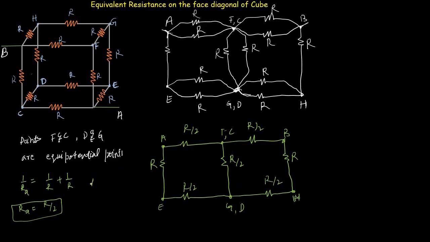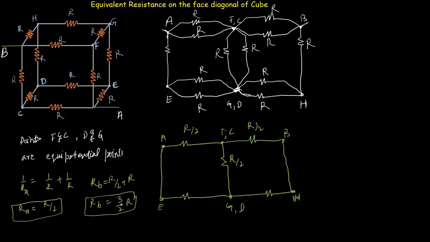So let's say RB is the equivalent resistance of these two resistors, which is equals to R divided by 2 plus R, which is equals to 3 divided by 2 into R. So the equivalent is 3 divided by 2R, and its equivalent is also 3 divided by 2 into R.